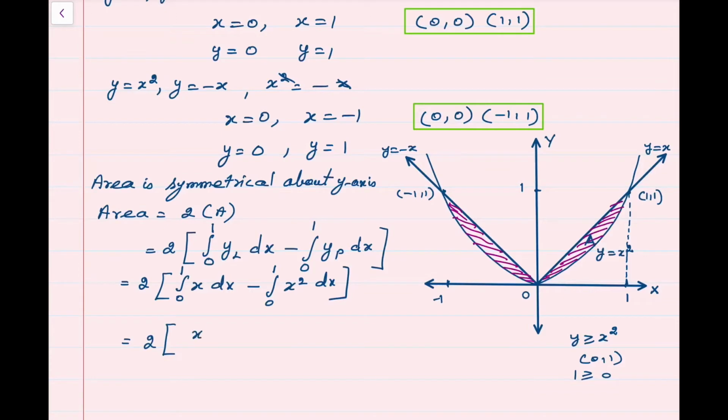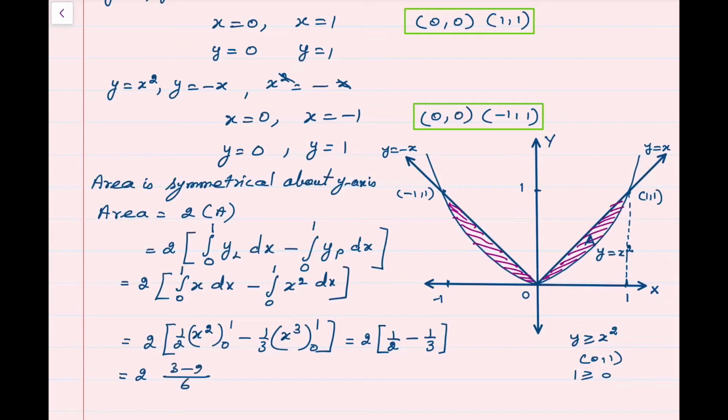Integral of x is x square over 2, the limits are 0 to 1, minus integral of x square is x cube divided by 3, the limits are 0 to 1. 2 times half into 1 minus 0 is 1. 1 by 3 times 1 minus 0 is 1. 2 times 6 is the LCM. We get 3 minus 2, 2 divided by 6, 1 divided by 3 square units.